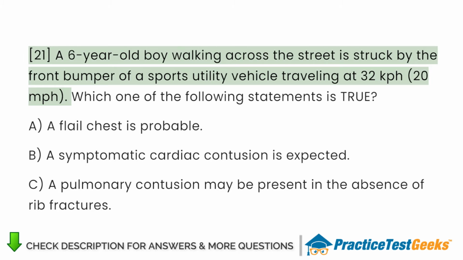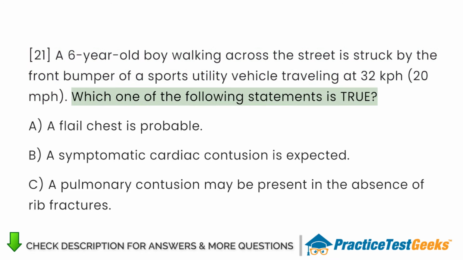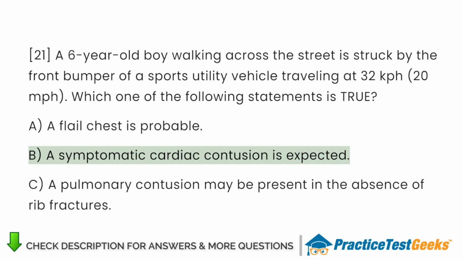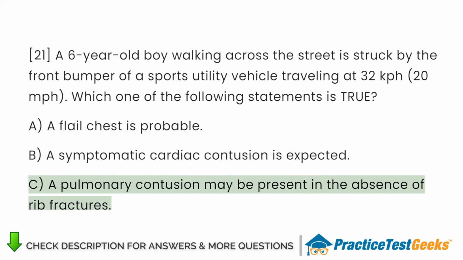A 6-year-old boy walking across the street is struck by the front bumper of a sports utility vehicle traveling at 32 kilometers per hour, 20 miles per hour. Which one of the following statements is true? A. A flail chest is probable. B. A symptomatic cardiac contusion is expected. C. A pulmonary contusion may be present in the absence of rib fractures.